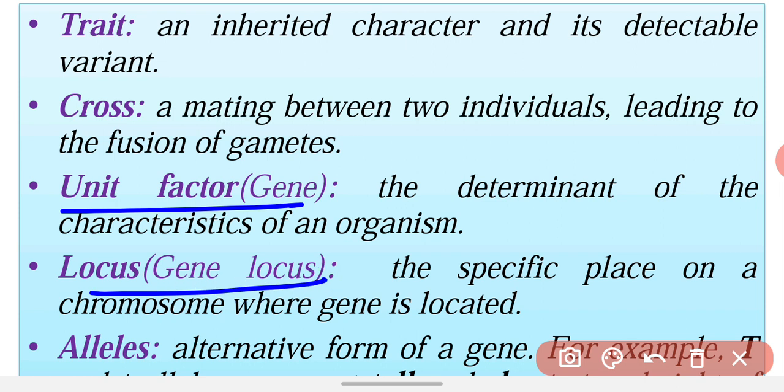The locus or gene locus. What is gene locus? The specific place on a chromosome where a gene is located. You know that basically the genetic material, the nucleic acid DNA, contains genes, and the DNA is condensed to form a chromosome. That place on the chromosome that contains a gene is known as the locus.